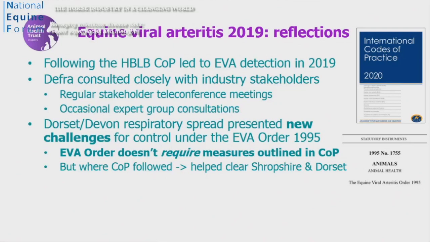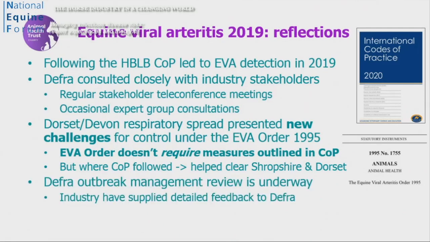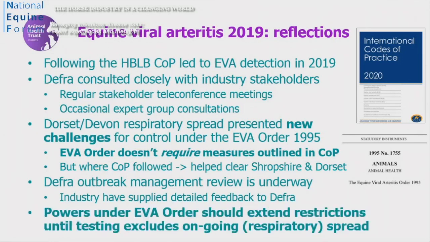And the problem, as I see it, is that the EVA order does not require the measures outlined in the Code of Practice to be adopted as part of its mandate. But we had evidence both in Shropshire and Dorset that where those measures were adopted, then we could get these premises cleared fairly quickly. DEFRA's outbreak management review is underway, and we're waiting to hear from that, and the industry has indeed supplied quite detailed feedback to DEFRA. But my recommendation is that the powers under the EVA order need to extend those restrictions until testing excludes that we've got ongoing, and therefore respiratory, transmission on premises that are identified with positive EVA.